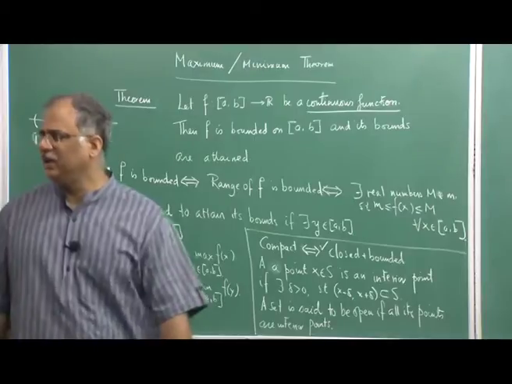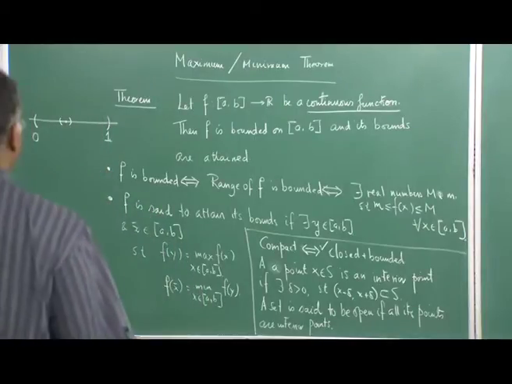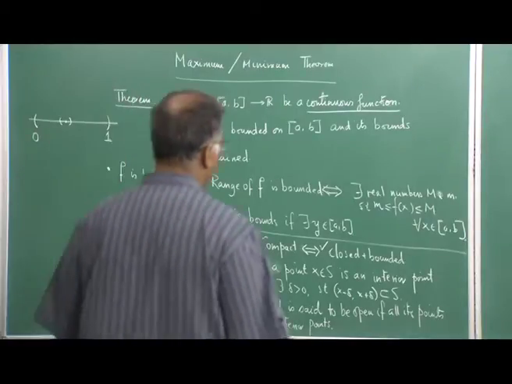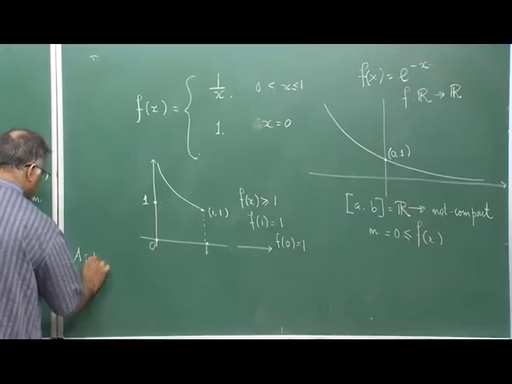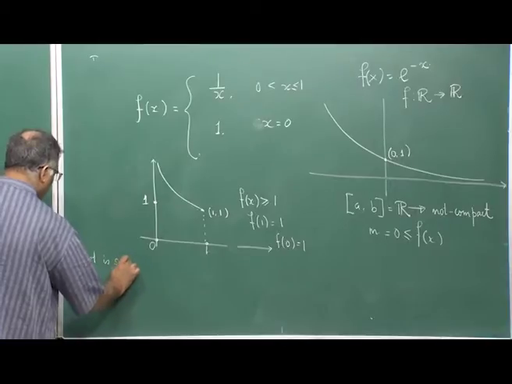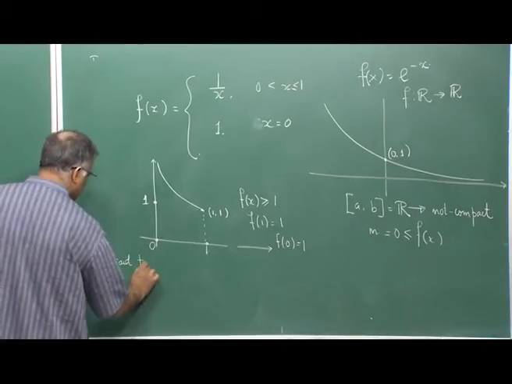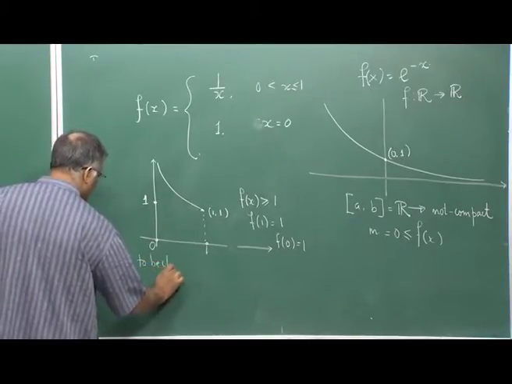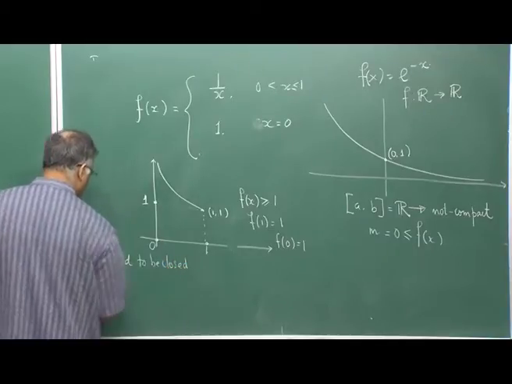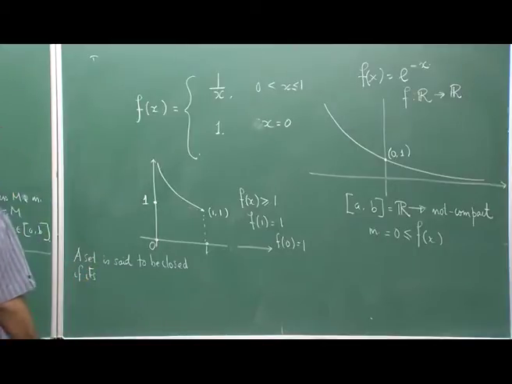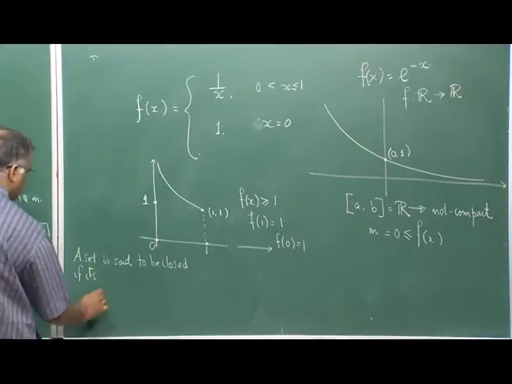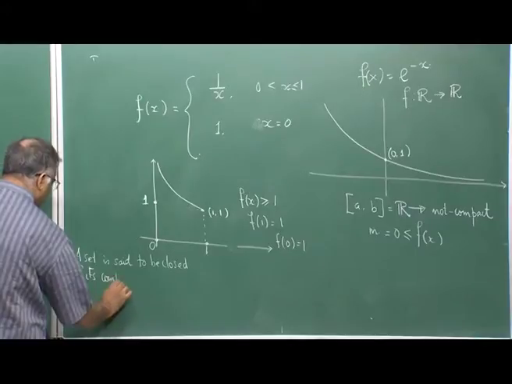A set is said to be closed if its complement is open. So, here a set is said to be closed if its complement is open.